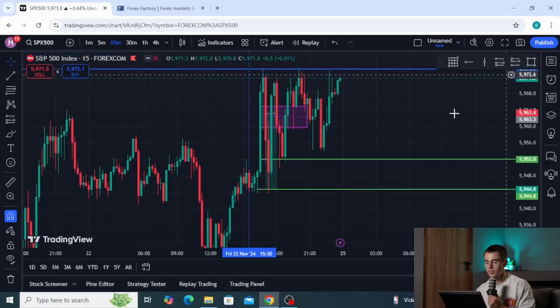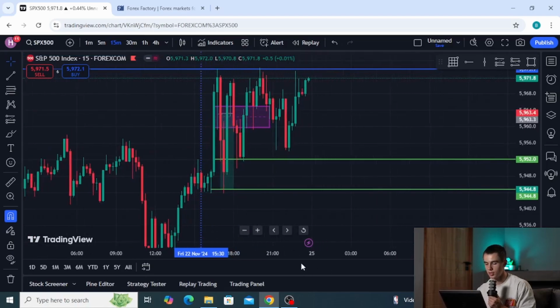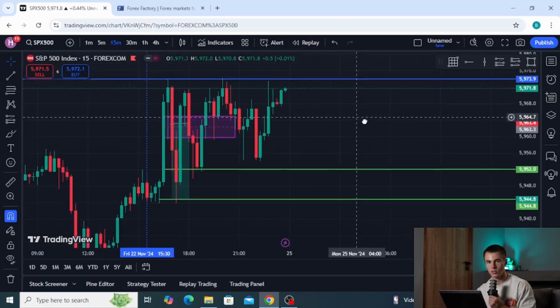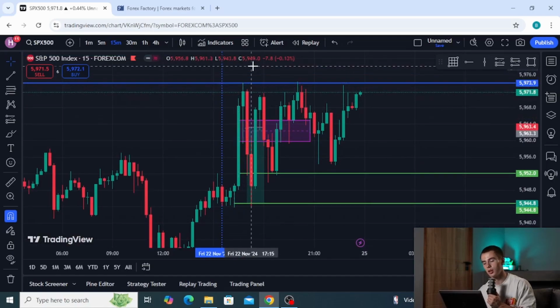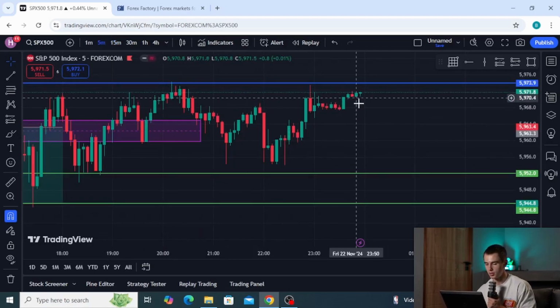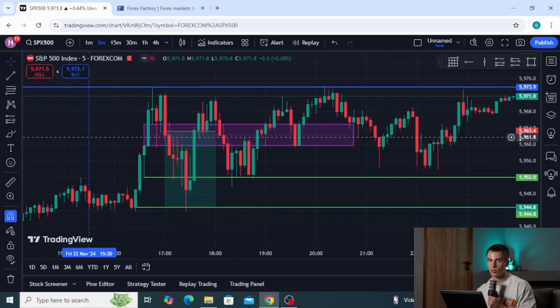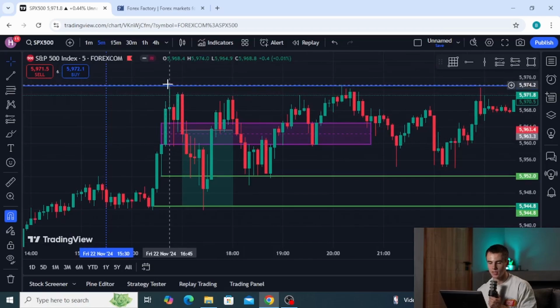I just sat on my computer, did nothing, just looked at the market and waited for it to tap into it. As soon as you see it tapping in like this, exactly tapping into it, or if it sweeps liquidity and goes above it, I immediately go to the 5 minutes. Now I'm basically stuck on the 5 minutes.